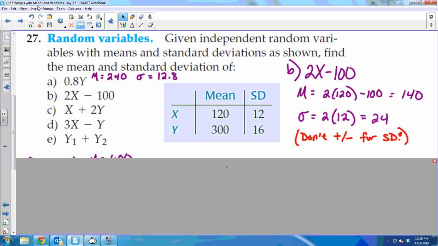You should have A and B. On A, the mean is 240 and the standard deviation is 12.8. You multiply both of those by 0.8. On B, you have 2x minus 100. So on the mean, you do 2 times 120 and then subtract 100 to get 140. For the standard deviation, you do 2 times 12, but then you don't subtract 100 because you don't add and subtract the standard deviation just like in Unit 1.